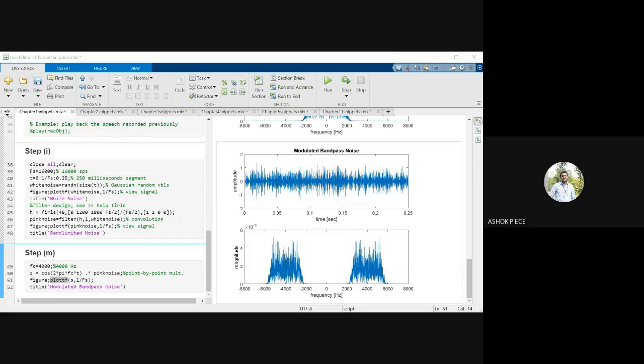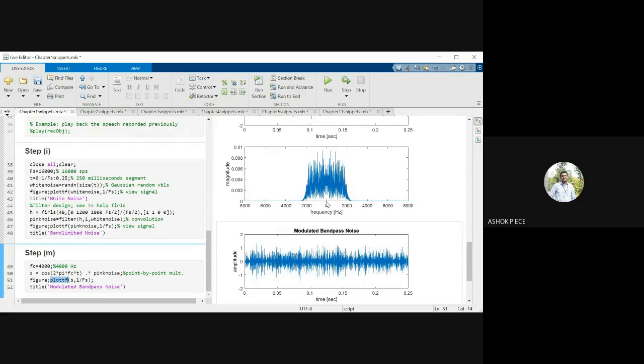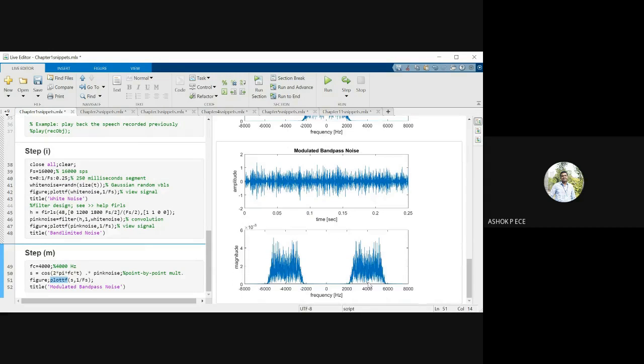So this is a simple example of an amplitude modulation where I have modulated my noise. The noise is at 0. The center of noise is at 0. Now the noise center is shifted to 4000 and minus 4000 because of modulation. So now in DSP, we have seen how to modulate a simple noise signal.